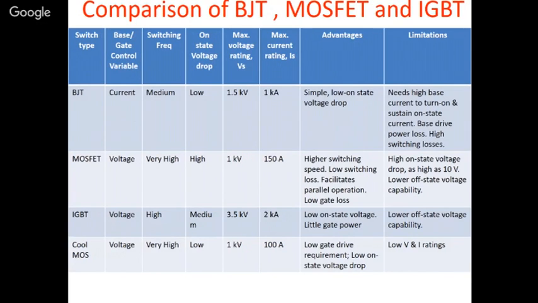So these disadvantages of BJT and MOSFET were overcome in the IGBT. That is also a voltage control device. It has high switching frequency, medium on-state voltage drop, and 3.5 kV and 2 kiloamps rating. You can use this IGBT. The advantage of the IGBT is low on-state voltage, and the limitation is lower off-state voltage capability. And CoolMOS, as I already told you, if rating is not a matter for these other devices, then we go for CoolMOS.